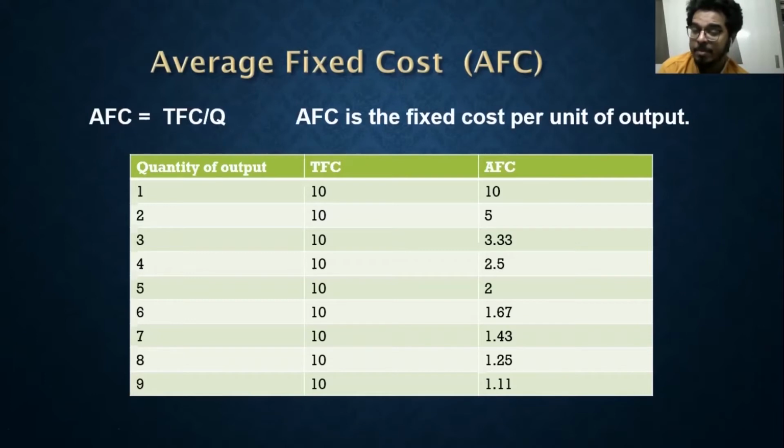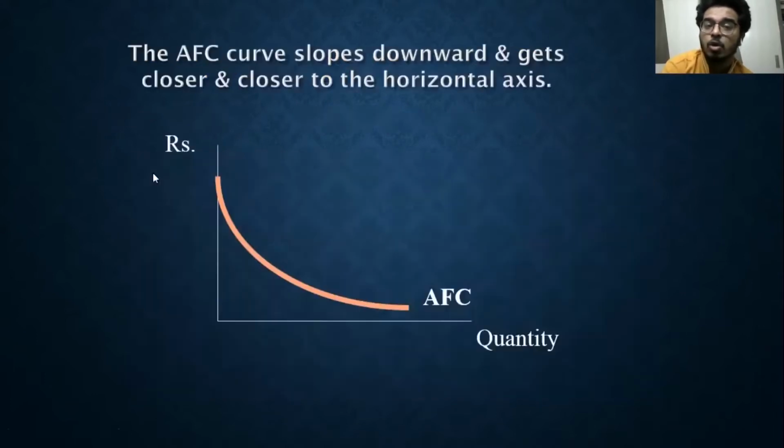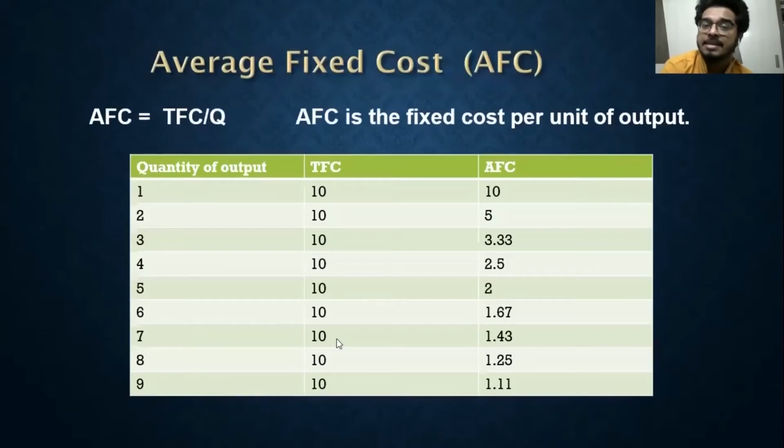But remember, you can see the graph here. It continuously decreases and it gets flatter and flatter. But remember one thing, it will not touch the x-axis. Why? Because TFC is never zero. As long as it has a more than zero value, whatever the output is, just take this example, if I have 100 units of output, 10 divided by 100 is 0.1.